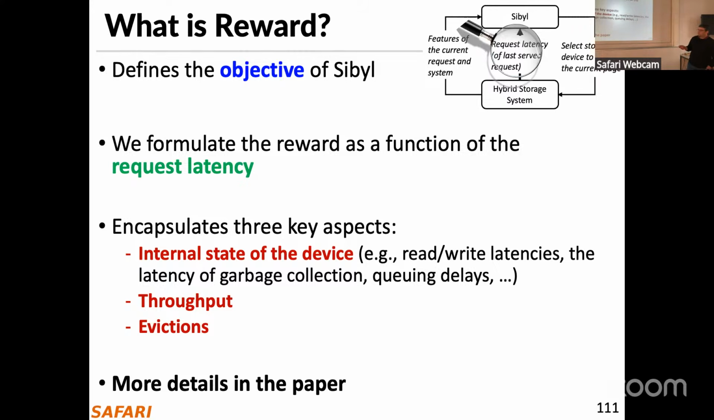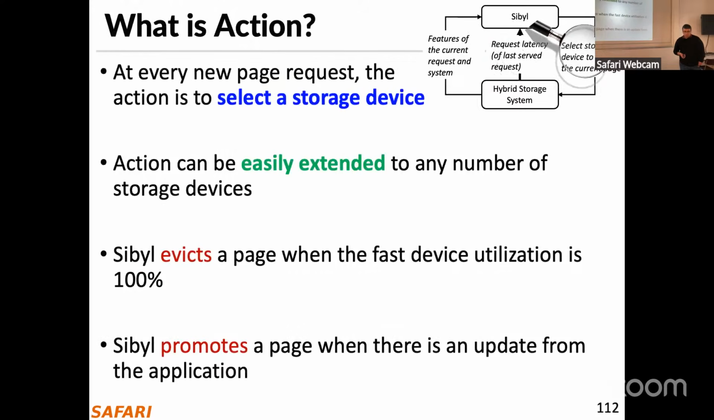So what happens in eviction? If your fast device reaches its full capacity, then when you have to write data to the fast device, you have to evict some data from the fast device to the slow device. The latency of that operation is also considered here. Then we also take throughput into account. So the reward considers many factors that happen internally within these drives. Then the action, as I mentioned, is to select a storage device for placing every new page request.